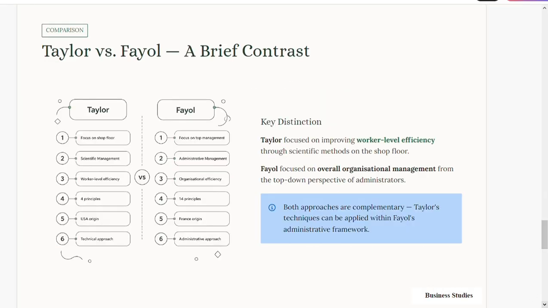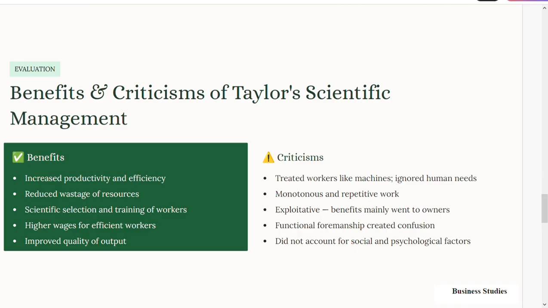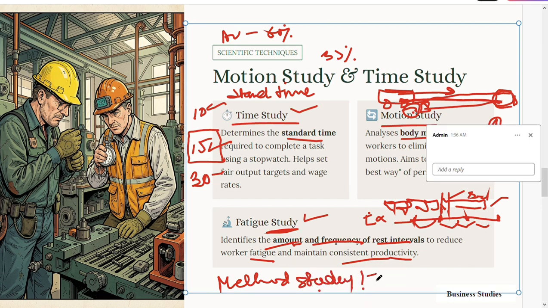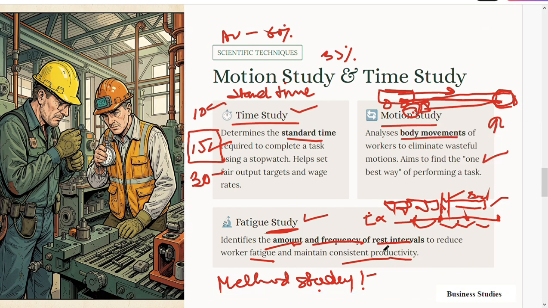One more is there, I think it is missing here. Method study. So there is method study as well. What is method? First you have to understand the method. Method is a way to perform a certain task, right? You might have different ways to perform a certain task, right?